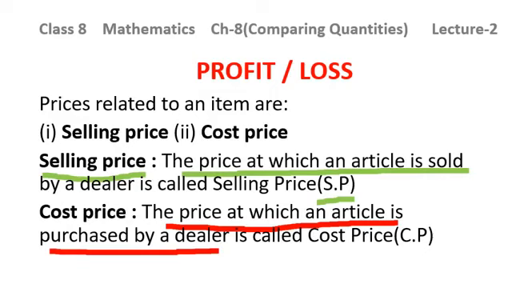So basically the prices related to an item are selling price and cost price. The price at which an article is sold by a dealer is called selling price, SP. The price at which an article is purchased by a dealer is called cost price, CP. I hope all these terms are clear to you.